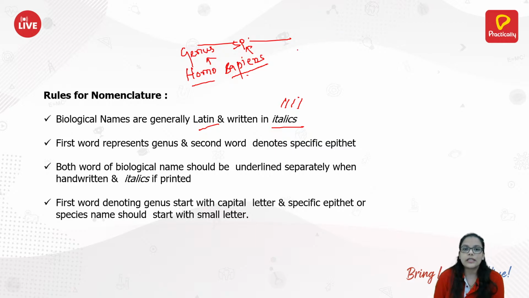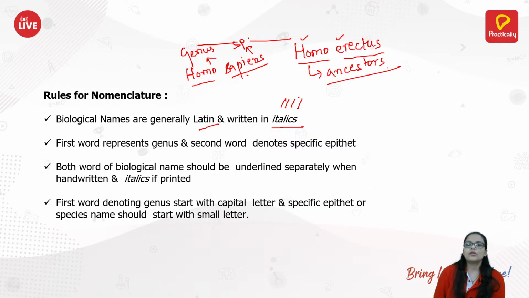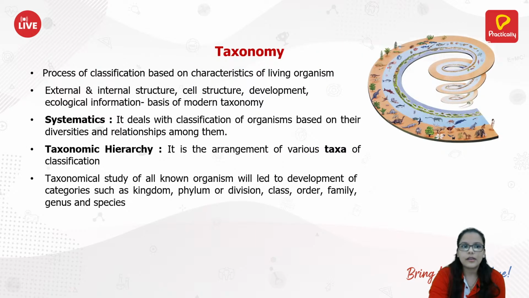Suppose I'm writing Homo erectus. See, big H, small e. This is our ancestor. So Homo erectus. This is how you write a scientific name. This is just for scientific name, nothing else.